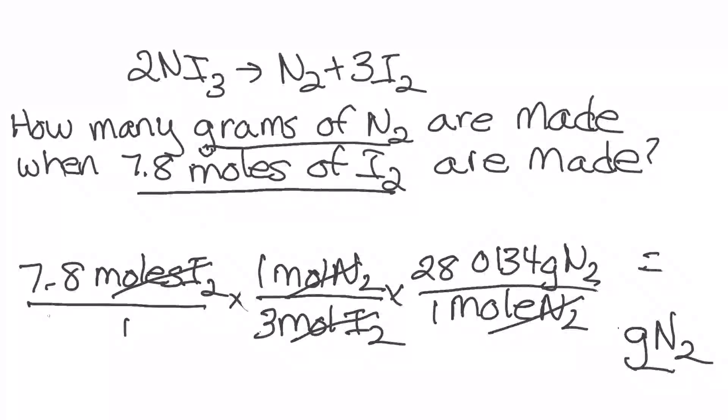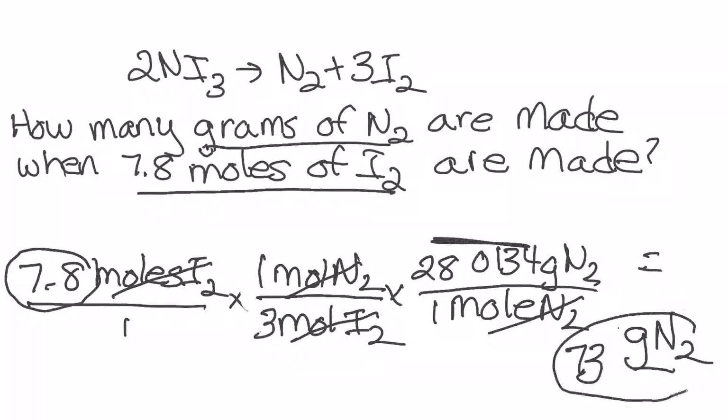So I'm going to do my calculator, 7.8 divided by 3 times 28.0134. And I put that in and I get 72.8348. That's kind of long. I only need 2 significant figures because these are definitions and this is way more than 2 over here. So I only need 2 significant figures, so that gives me 73 grams of nitrogen.